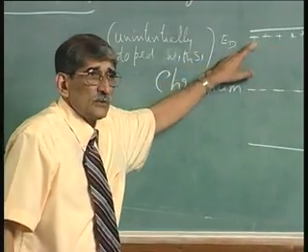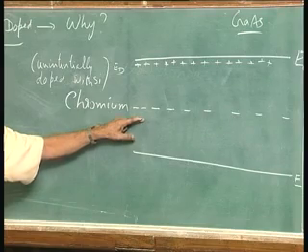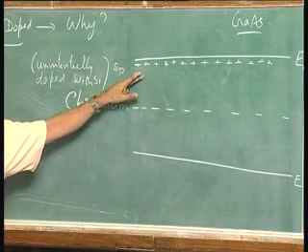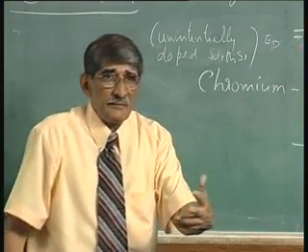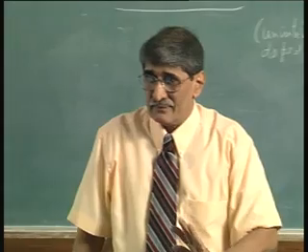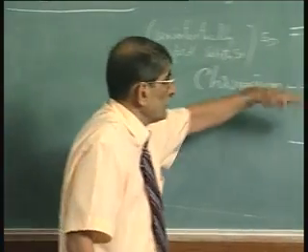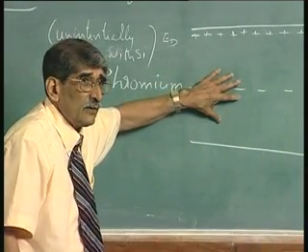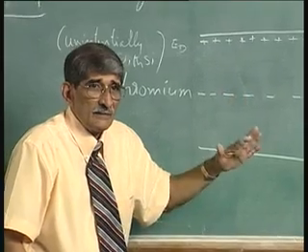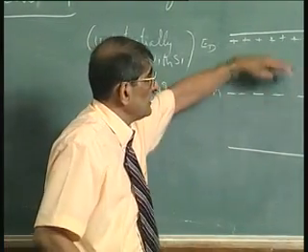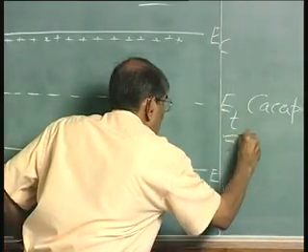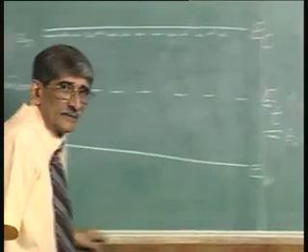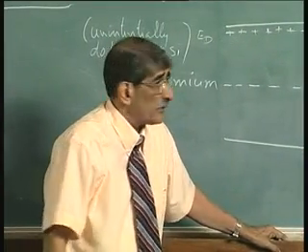I start with no chromium, electron concentration is 10 to the power of 15. I start adding chromium, you are adding acceptors. When this was absent, where is the Fermi level in N type material? Above the intrinsic level. This is almost equal to E I. E T in this case is almost equal to E I.